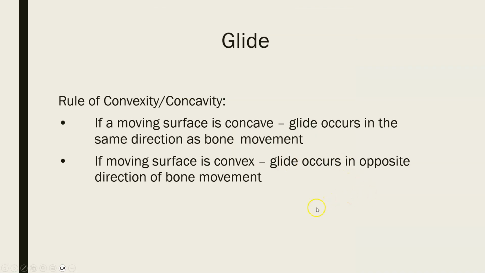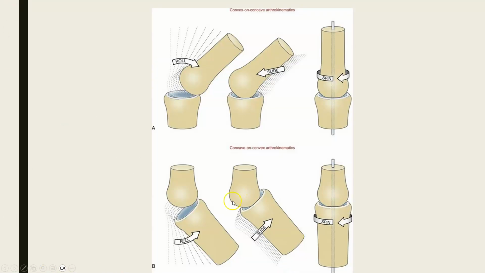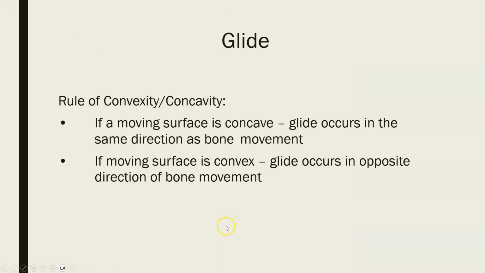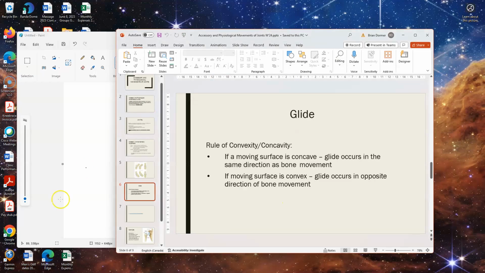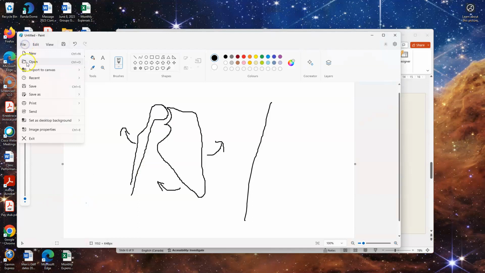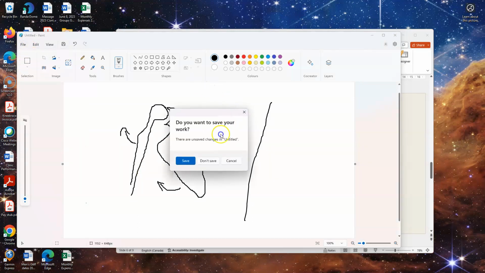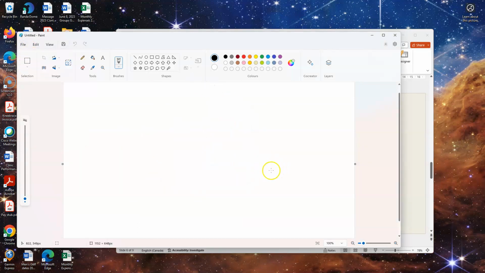So when we look at glide, what we have to remember is our glide or slide that's happening here. We have a bit of a rule when we're looking at joints. So let's do another diagram here. So we're going to again take one bone here. I'm going to come a little bit from the side.